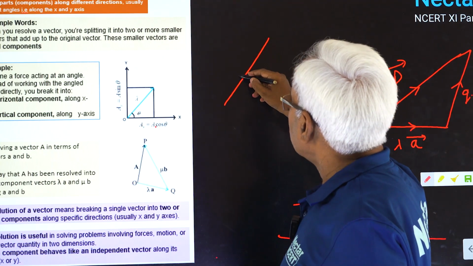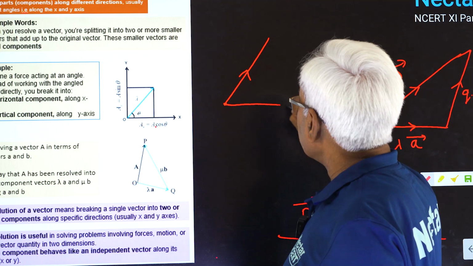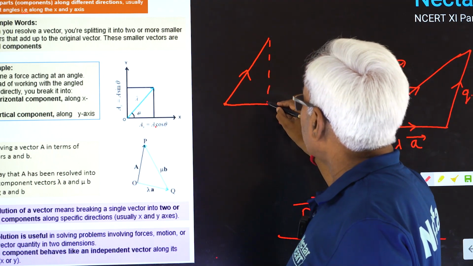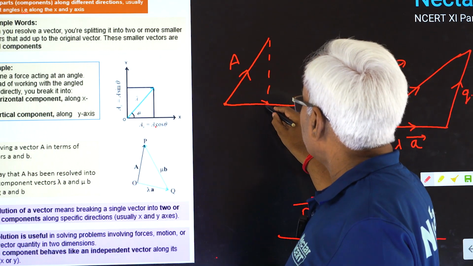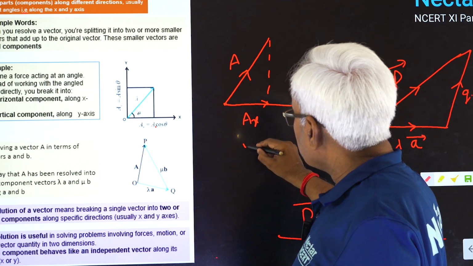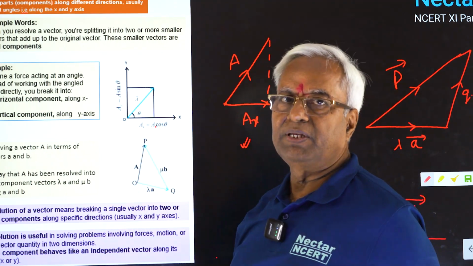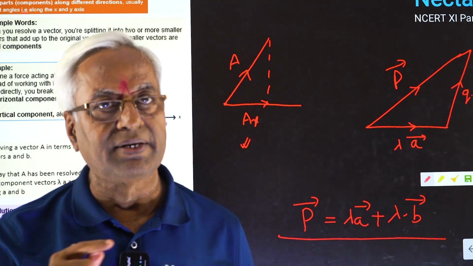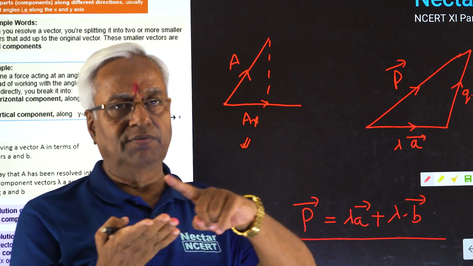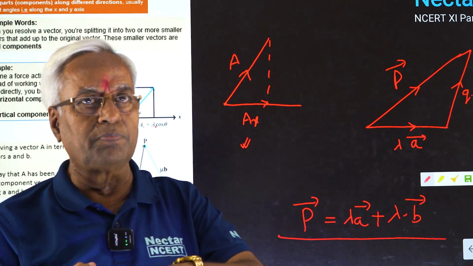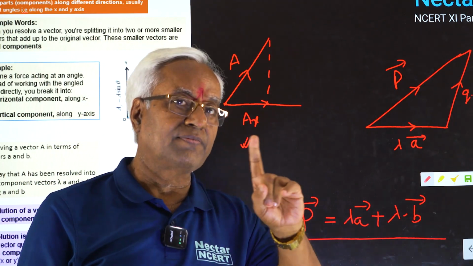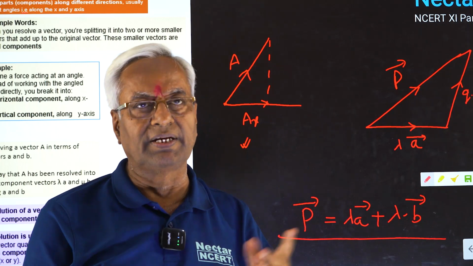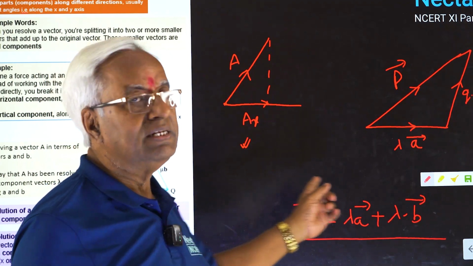One more thing, you have a component of some vector. This is vector A and this component is Ax. This is an independent vector. Every component behaves as an independent vector in that direction. You can't say that a vector along x-axis, which is a component, is dependent on that vector on y-axis. No, both are independent. They behave as independent components.